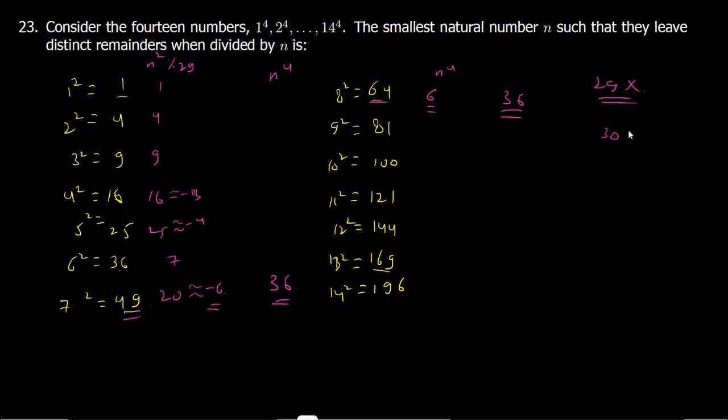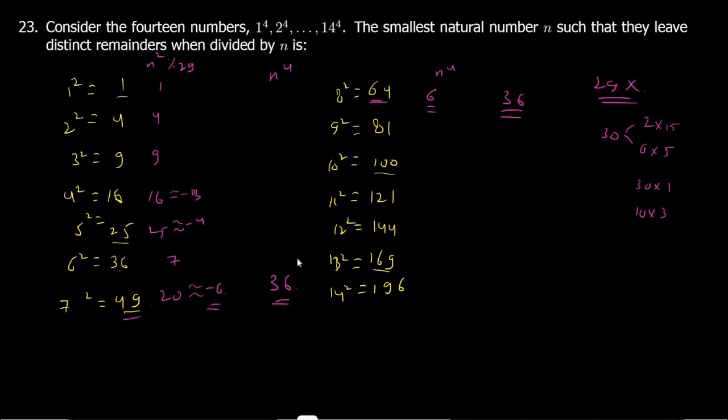Now 30 is clearly out of the picture. 30, too many combinations are possible. So either you can say 2 into 15, or you can say 6 into 5, or you can even say 30 into 1, or you can say 10 into 3. Now which of these combinations will be possible? Either that, or two numbers which leave the same remainder when dividing by 30. So 25, this is 5, this is 10.